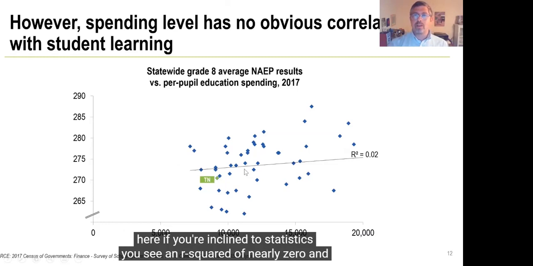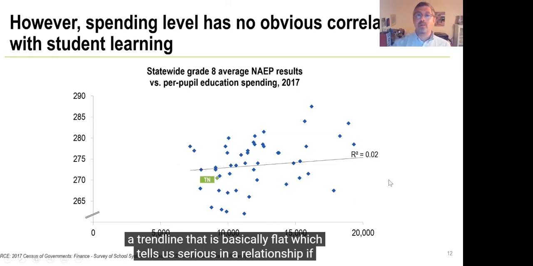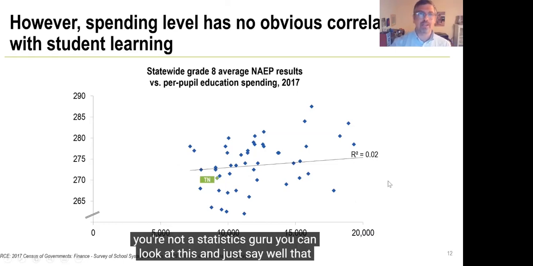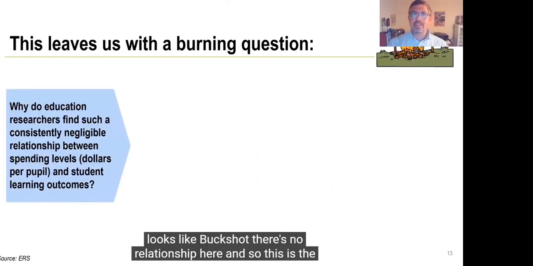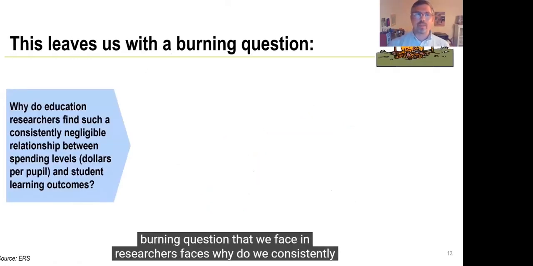And what you see here, if you're inclined to statistics, is an R-squared of nearly 0 and a trend line that is basically flat, which tells us there isn't a relationship. If you're not a statistics guru, you can look at this and just say, well, that looks like buckshot. There's no relationship here. And so this is the burning question that we and researchers face: why do we consistently find such a negligible relationship between how much we spend and student learning outcomes?